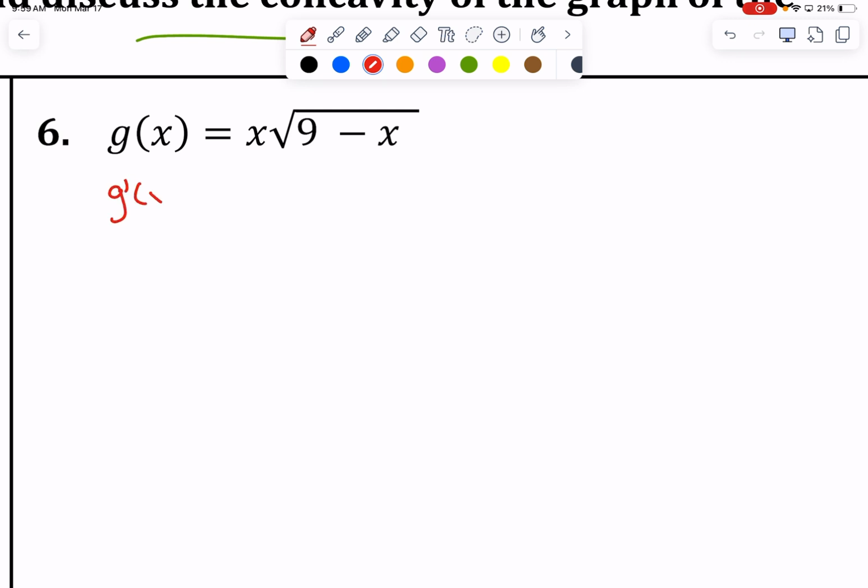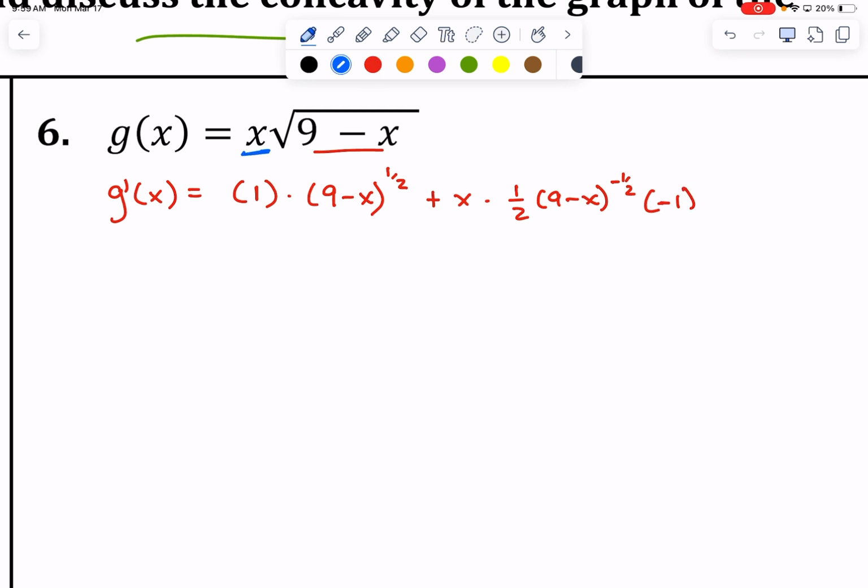g prime of x. The derivative of the first is just going to be 1 times 9 minus x to the 1/2. I'm going to work pretty quick here. Plus x times the derivative of the second one, which would be 1/2 times 9 minus x to the negative 1/2 times a negative 1. So this is the derivative of the first times the second plus the first times the derivative of the second. You see it color-coded there.